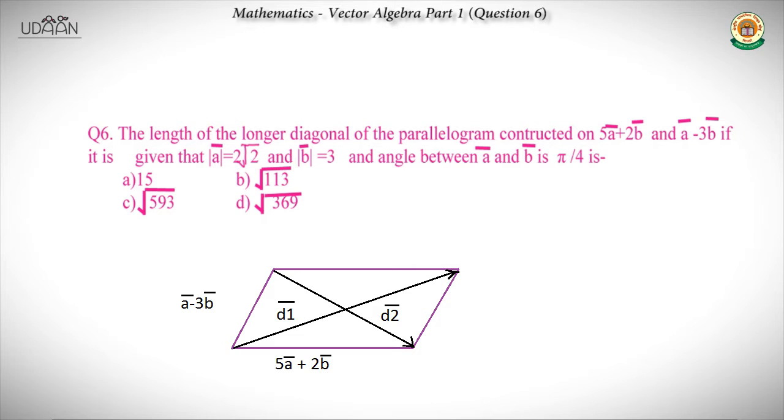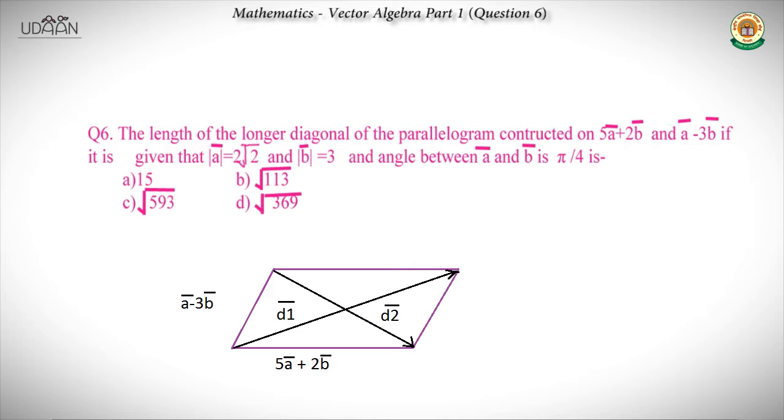So problem 6 says find the length of the longer diagonal of the parallelogram constructed on 5a vector plus 2b vector and a vector minus 3b vector, if it is given that mod of a vector is 2 root 2 and mod of b vector is 3 and the angle between a vector and b vector is pi by 4. So we need to find the length of the longer diagonal given that mod a is 2 root 2 and mod b is 3 and their mutual angle is pi by 4.